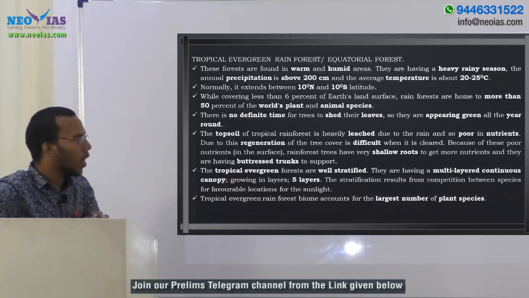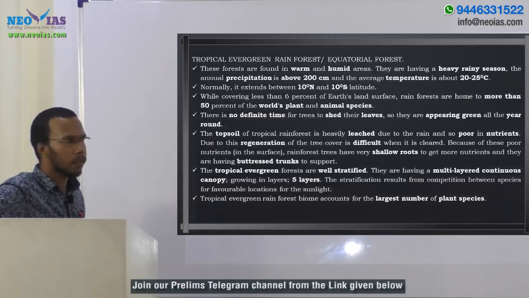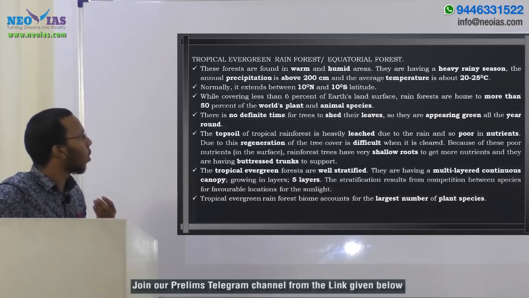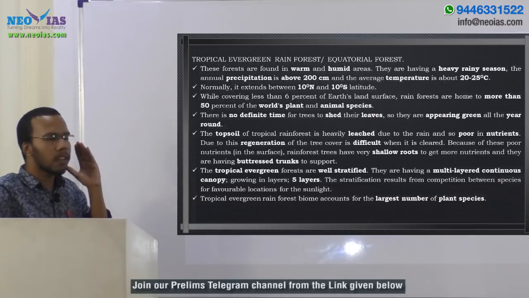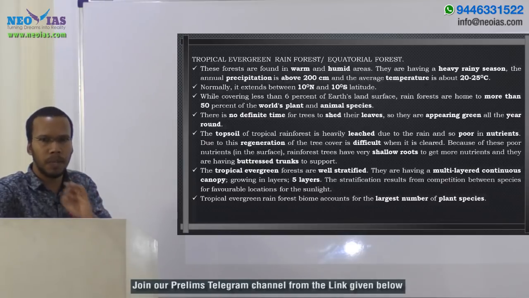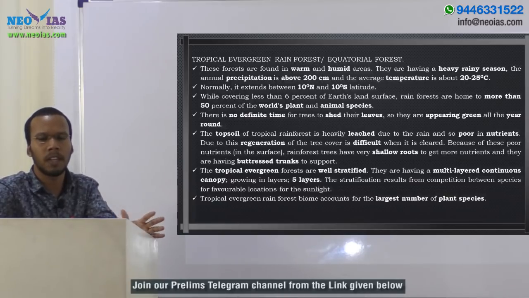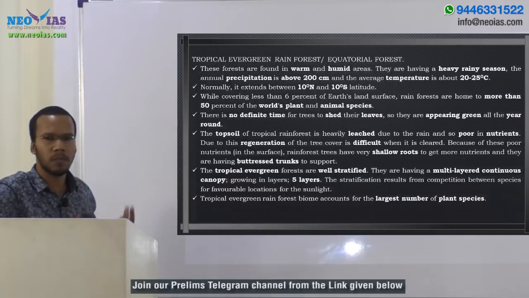One of the main points regarding this evergreen forest is there is no definite time for trees to shed their leaves. So they appear green all year round. In the deciduous forest, they will shed all of their leaves at a time, in a period of time. So in a certain season this deciduous forest will have leaves, and at certain times it won't have any leaves, right? So that's the difference between evergreen forest and deciduous forest.